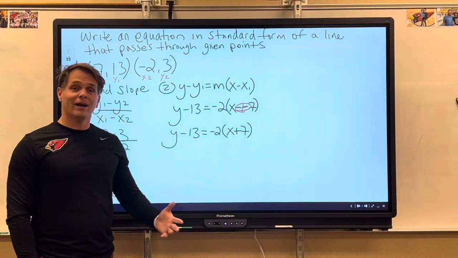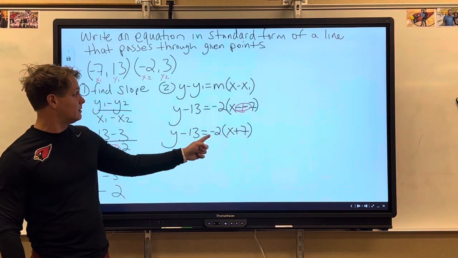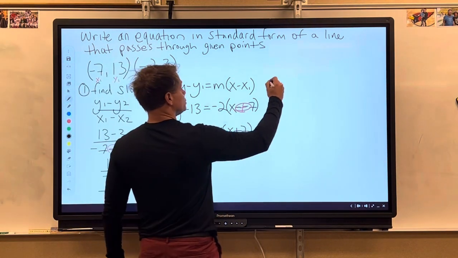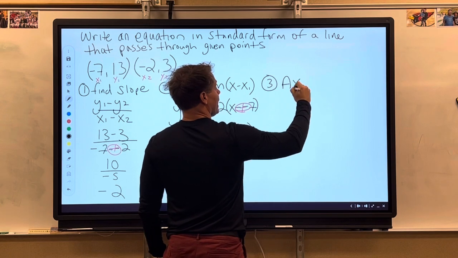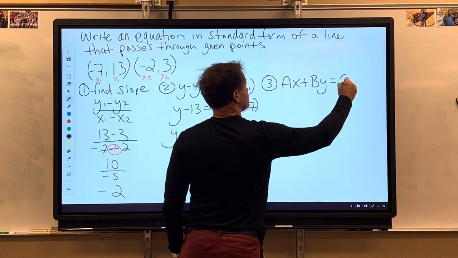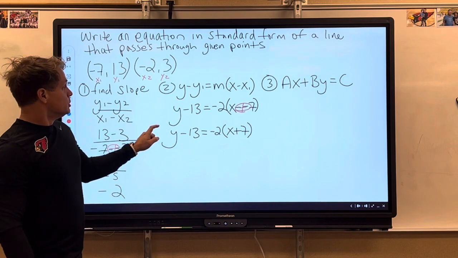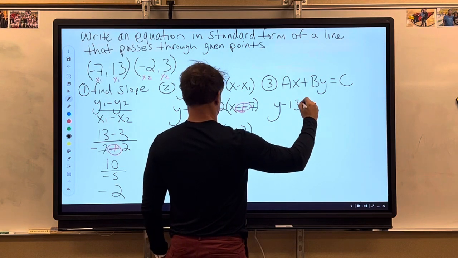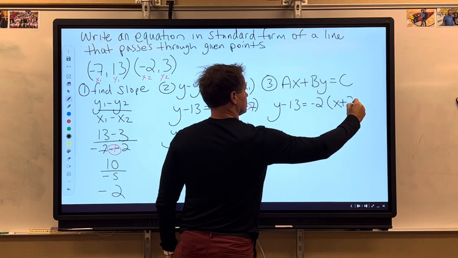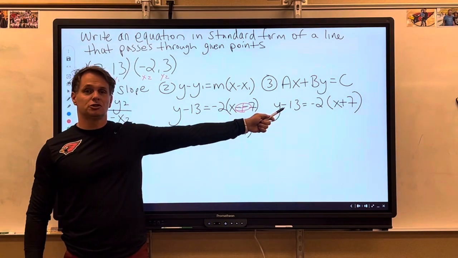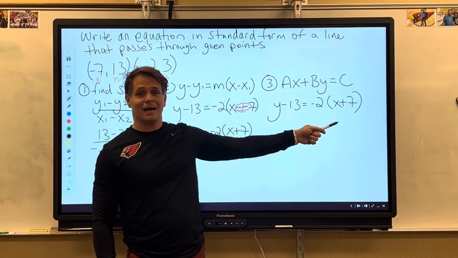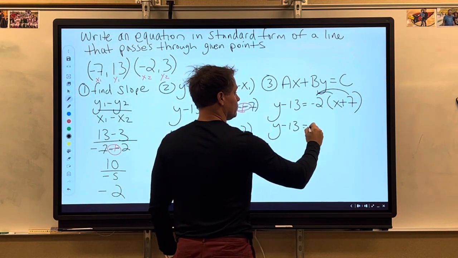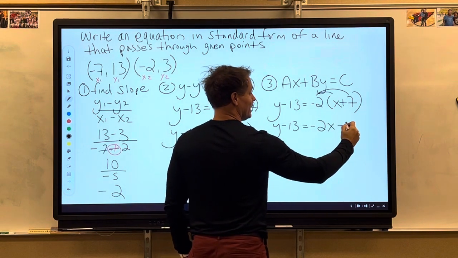Now the third and final step is to simplify this and write it in standard form. What I mean by that is we're going to write it in ax plus by equals c form. The first thing I'm going to do is the distributive property. I'm going to multiply -2 times x and -2 times 7. So I get y minus 13 equals -2x minus 14.